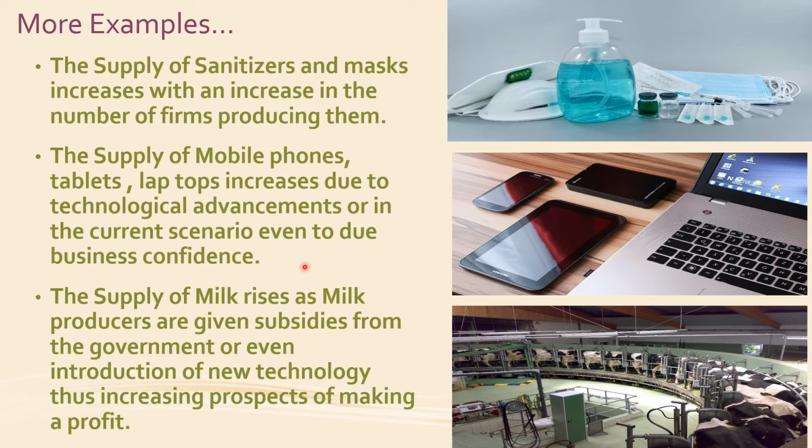So suppliers, producers, and firms that dealt or deal with all these electronic devices built up their business confidence because they knew that there is an increasing demand for these products. So the supply of these devices increased due to this business confidence, and also due to the present scenario, the demand that is created. The third example, the supply of milk rises as milk producers are given subsidies from the government or even introduction of new technology, thus increasing the prospects of making a profit.